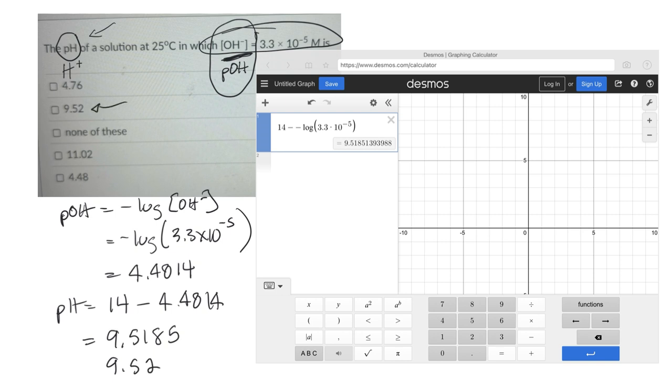Probably that one. You probably got 4.48, and that's for a pOH, that'd be correct, but they asked for pH. Here's another question. How many moles of ions will be present in that?